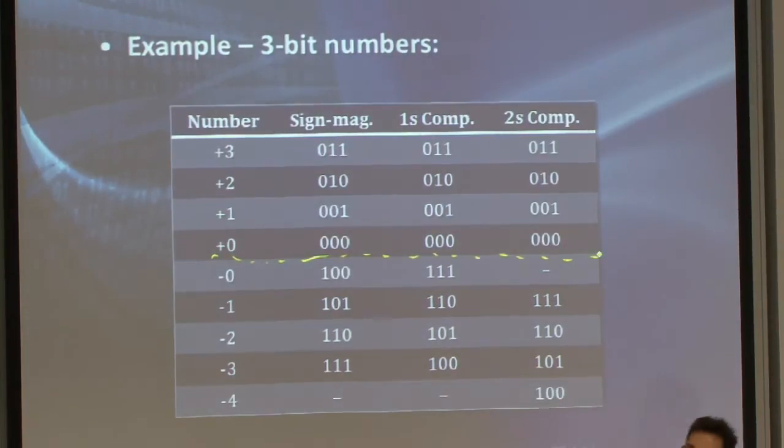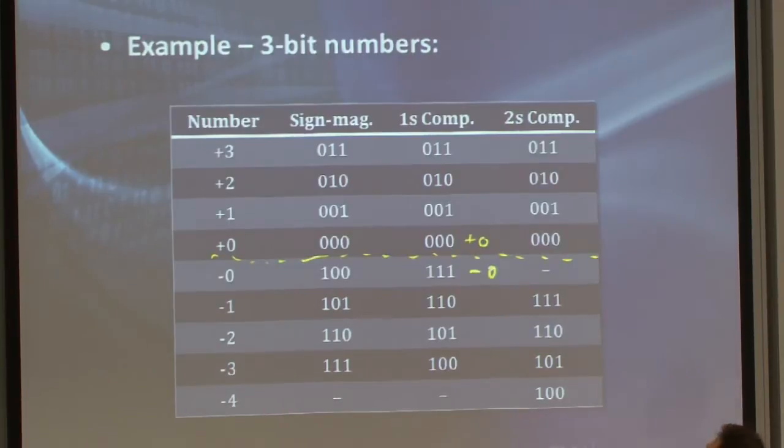In one's complement, we will take the corresponding number and invert all the bits, or take the one's complement. For example, plus 3 will become minus 3 by inverting all the bits. Plus 2, 0, 1, 0, becomes minus 2 by inverting all the bits, and so on. This has the effect of actually giving us both plus 0 and minus 0. Is it a good thing? It might be. Some mathematical systems do require plus and minus zero, but usually we won't need it.